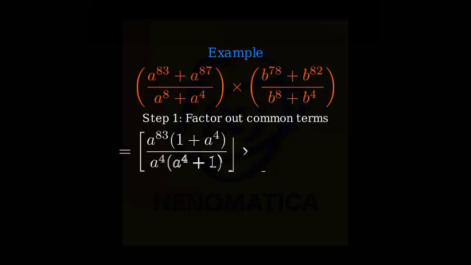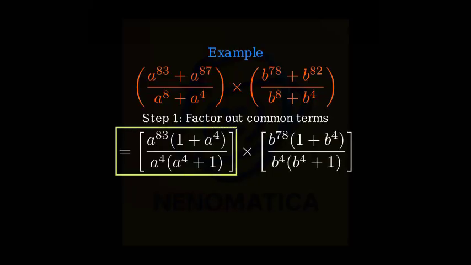For our first step, let's factor out common terms in both the numerator of the first fraction and the numerator of the second fraction. In the first numerator, we can factor out a to the power of 83, and in the second numerator, we can factor out b to the 78th power.